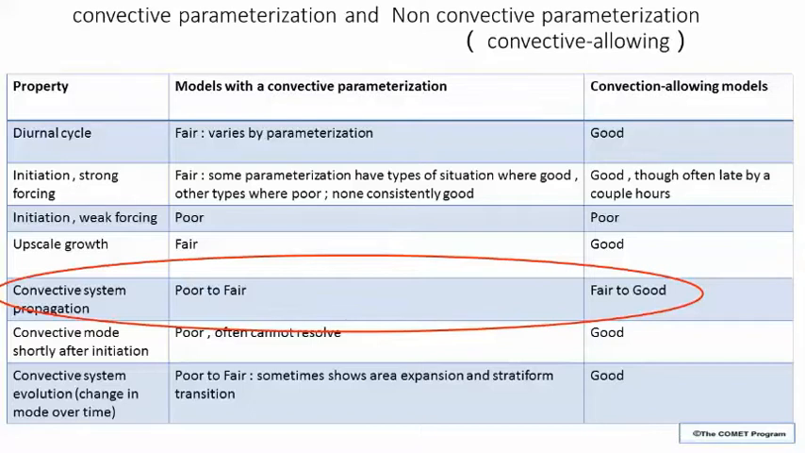These are the differences between convective parameterization and non-convective parameterization. Pay attention to convection system propagation. Whether models with convective parameterization or convection-allowing models, performance is not consistently good. So what model products can we use to modify our forecast?